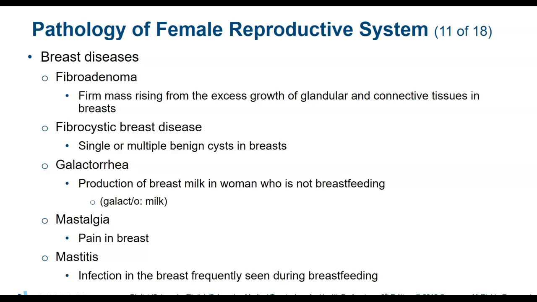And one of the times we see this, and we talked about this in one of the past chapters, is when we have an issue with the pituitary gland, and a pituitary adenoma will sometimes trigger this galactorrhea. Okay. Mastalgia is pain in the breast, and mastitis is an infection in the breast and inflammation, so to say. And we see this a lot during breastfeeding.